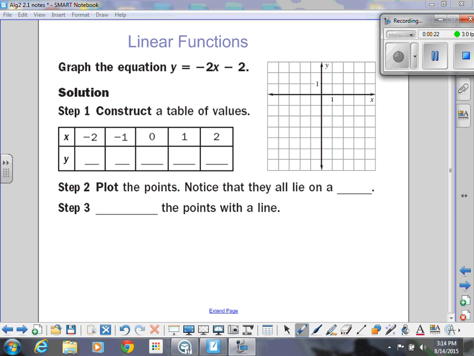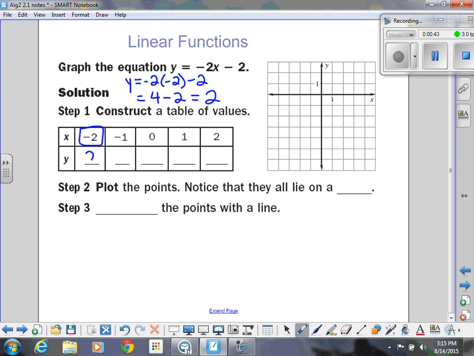So for example, I could do y equals -2 times, I'm going to plug in this value, -2 for x. And then if I do -2 times 2, that gives me +4. And then +4 minus 2 equals +2. So if I do that for each value, I'm going to be plugging in each value. So next time I'm going to plug in -1 where I plugged in -2.